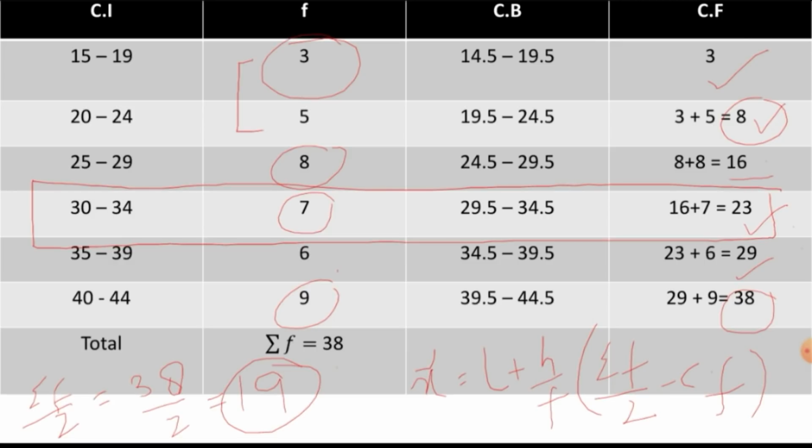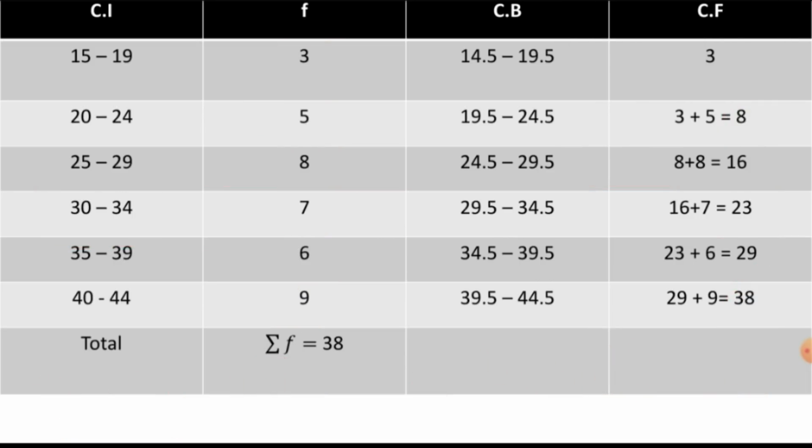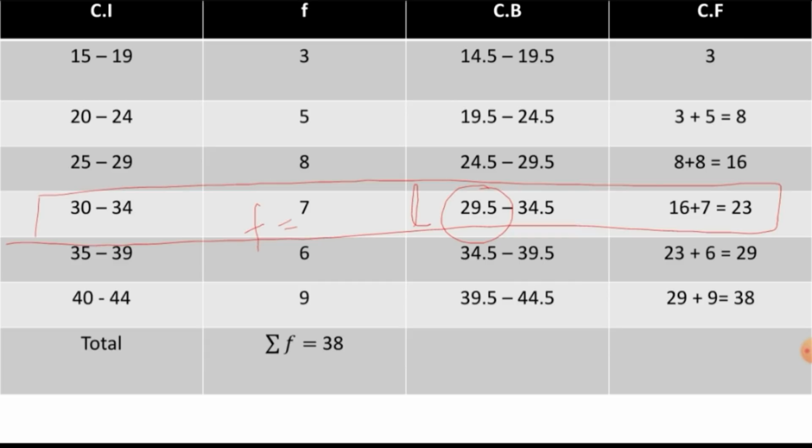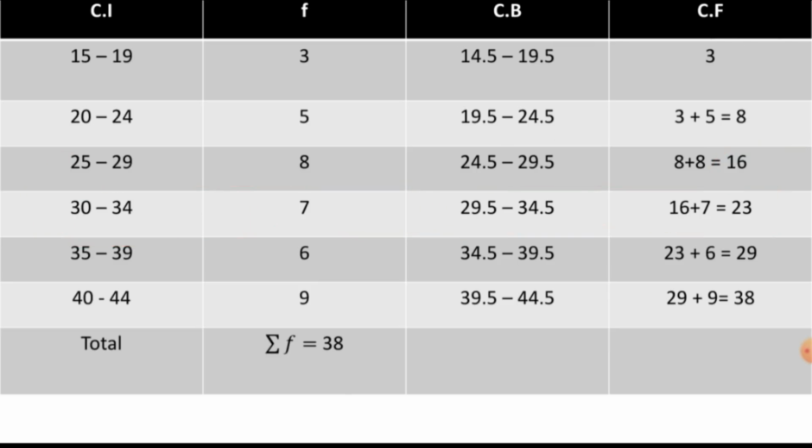So this is known as your median group. After that, what you have to do, now you have to find the value of lower class boundary, that is 29.5. F equals 7. H equals 30 minus 25, it is equal to 5. And this 16 is the cumulative frequency column. In the next step, we will put all the values in the formula of median.